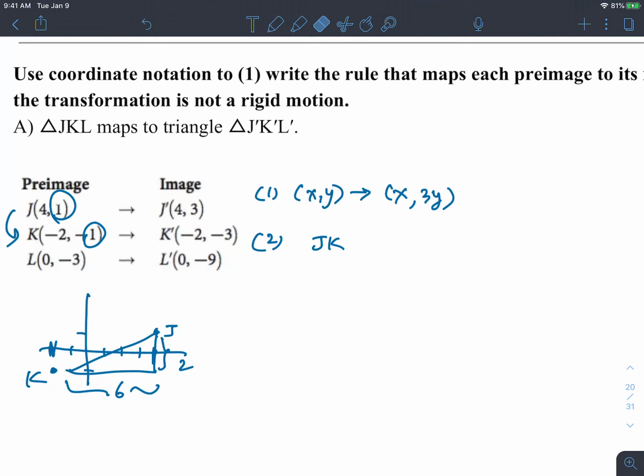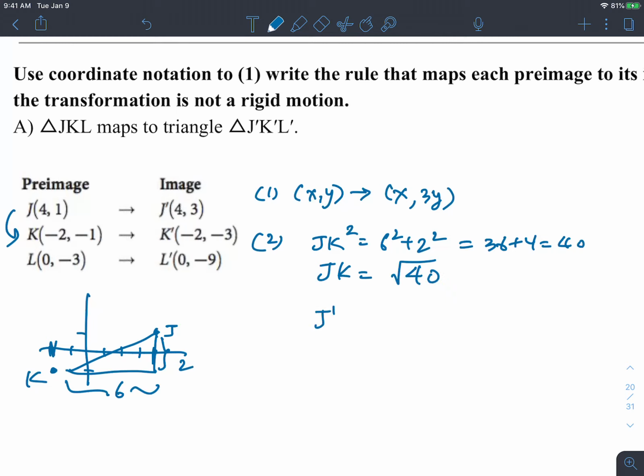I don't like to do a lot of 4 minus 2. I think it's kind of unnecessary, but if you want to do that, that's fine. So JK squared is 6 squared plus 2 squared, because using the Pythagorean theorem, the hypotenuse squared is the sum of the squares of each leg, right? That gives me 36 plus 4, which is 40. So JK must be root 40.